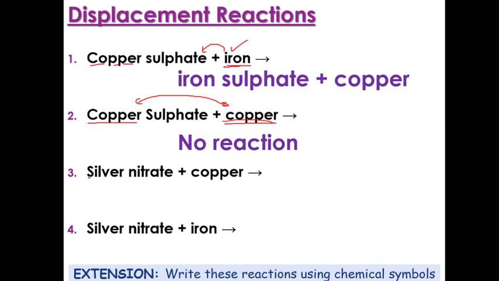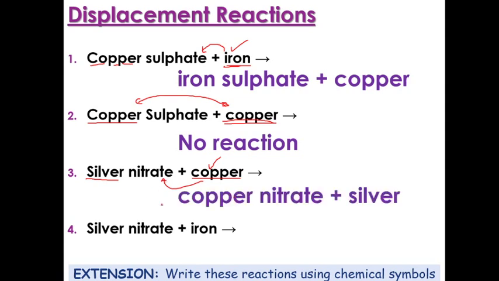Number 3, metal: we've got silver and we've got copper. Which one is most reactive? Copper, but only just. So copper is one place above silver. So the copper is going to be able to steal the nitrate for itself to form copper nitrate and silver. And last one at the bottom here, iron versus silver. Iron's going to be more reactive. Iron's going to steal the nitrate to itself. So you're getting iron nitrate and silver.